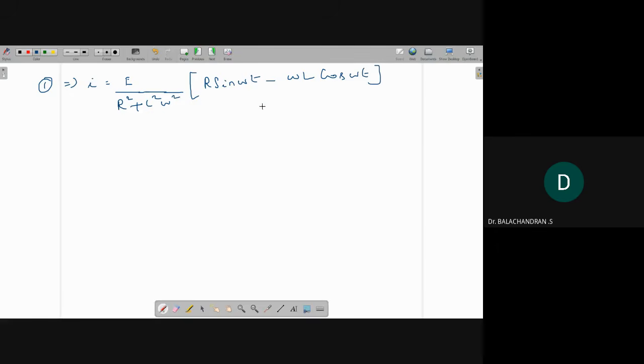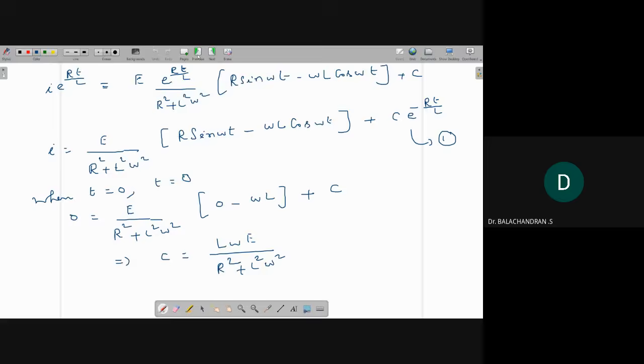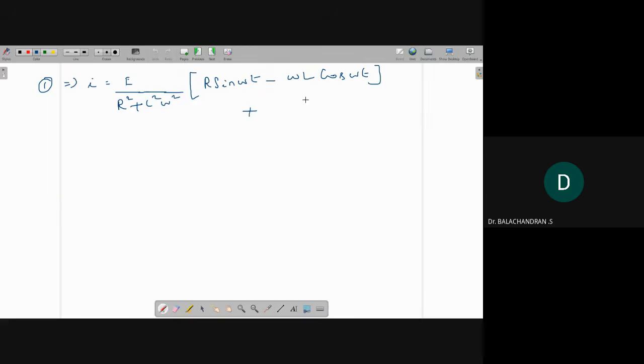Okay, plus C into e power minus RT by L. C is just now we got it, L omega E by R square plus L square omega square into e power minus RT by L. Okay, so now I am going to simplify further a little bit.